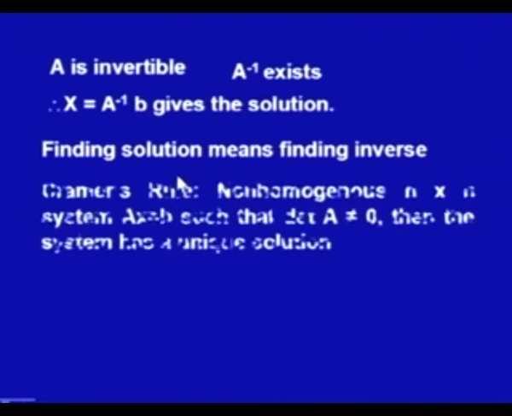Now, this is actually the basis for a method called Cramer's rule. According to this, for a non-homogeneous n by n system Ax equal to b, given that determinant A is not 0, the system has a unique solution. So, this method is applicable when determinant A is not 0.